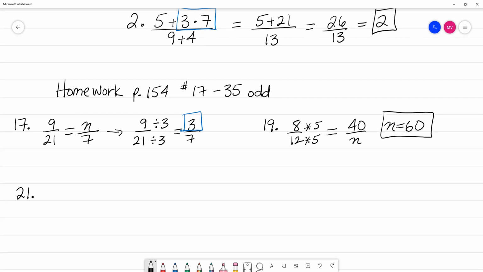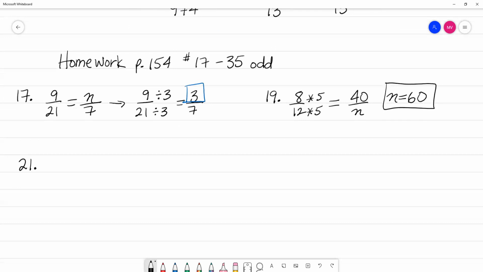Okay, somebody else, give me number 21. So for 21, we have 12 over 18, and leave yourself some room, equals n over 3. What did we do to 18 to get 3? Okay, and what we do to the denominator, we must do to the numerator. And so that means n equals what, Isaiah? Yep.